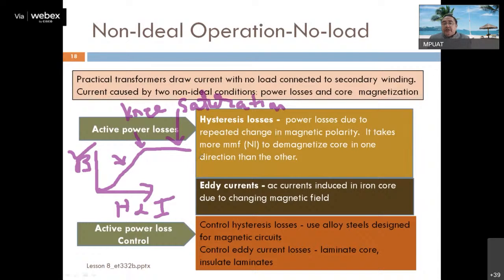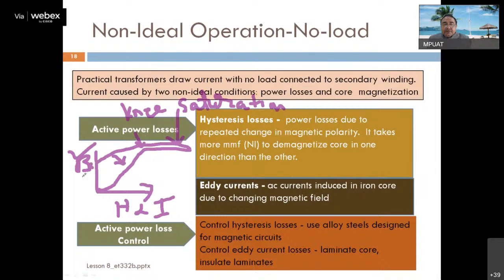But actually it does not happen. What happens is, if you keep on increasing the current, then it will take this path. So when current is zero, what you are finding? There is some magnetic field there. Previously, at the initial condition, when current was zero, magnetic field was zero. But now the current is zero, but still it has some magnetic field.